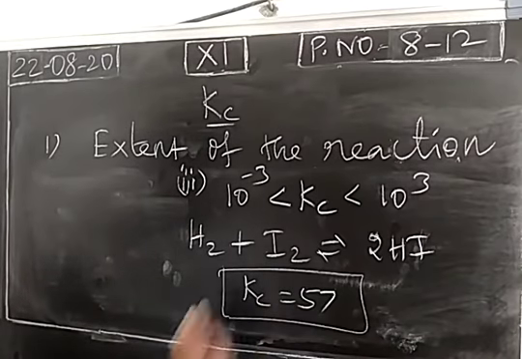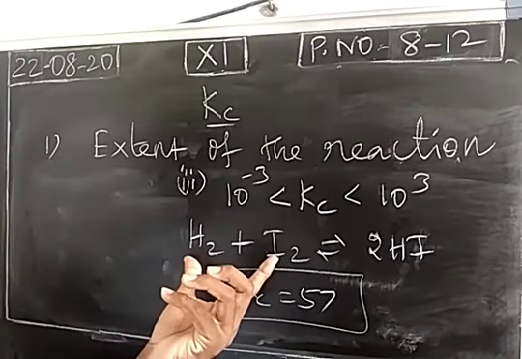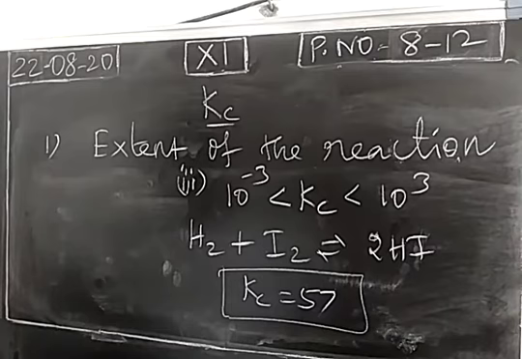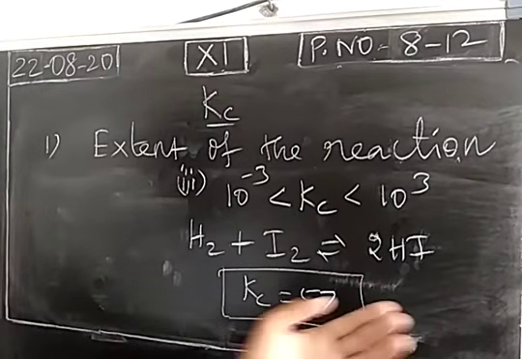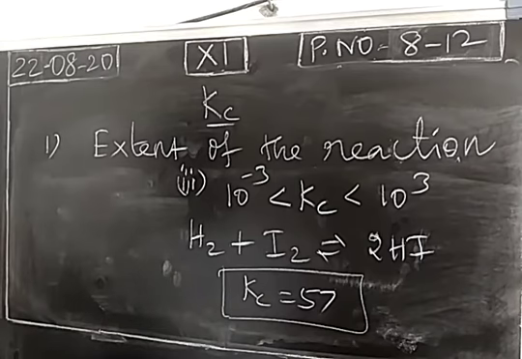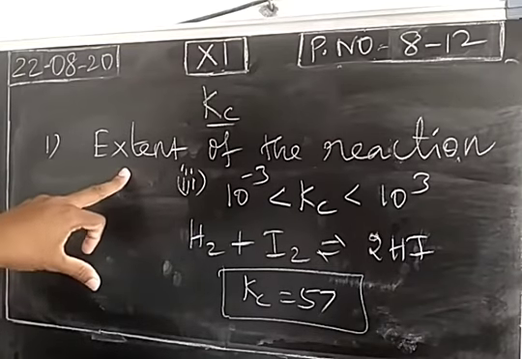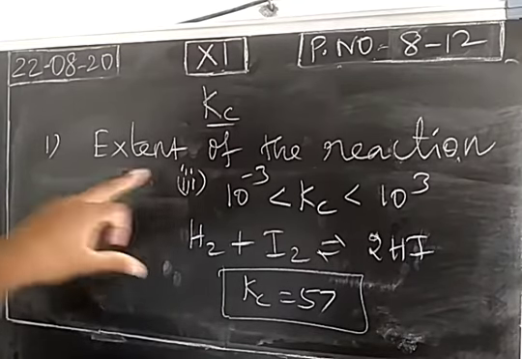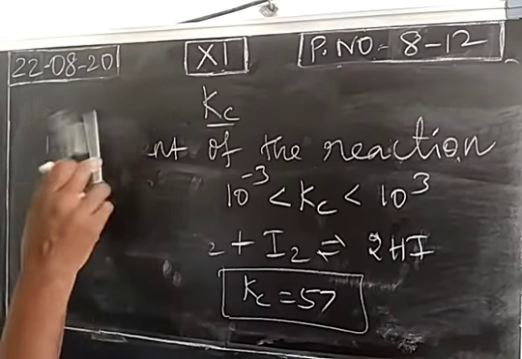So the value is in between 10 power minus 3 and 10 power 3. In this case, you will have approximately equal quantities of reactant and product. We cannot predict the extent of the reaction, whether the equilibrium will shift towards the forward side or the reverse side, which side will be favored, using this Kc value. So the equilibrium constant is useful to find the extent of the reaction using the value. Okay, the first application is over.